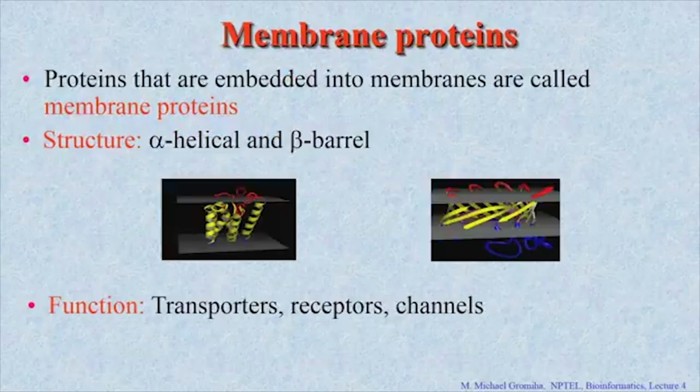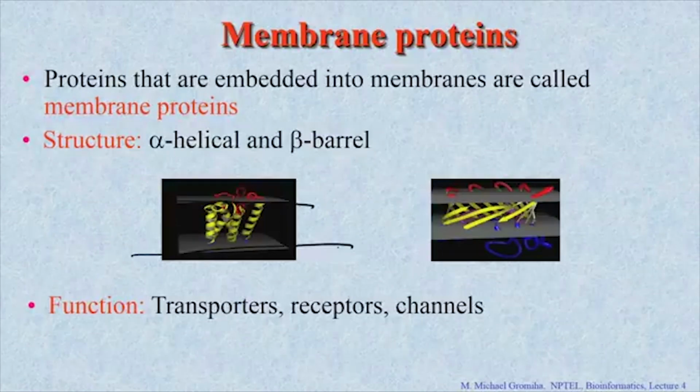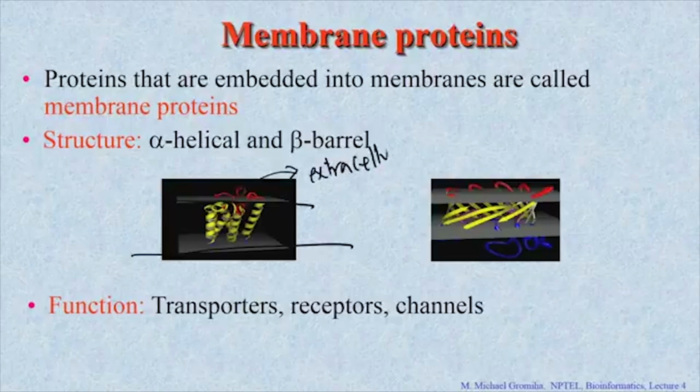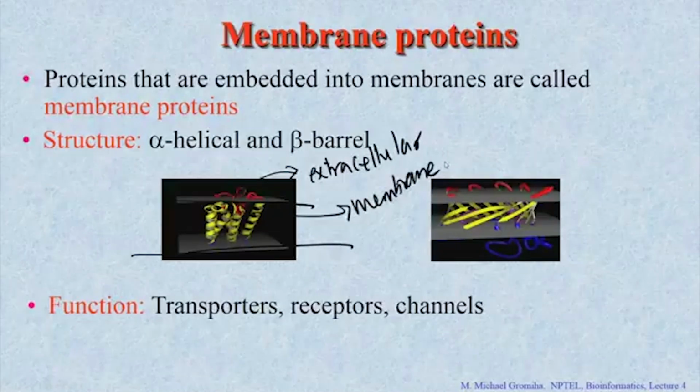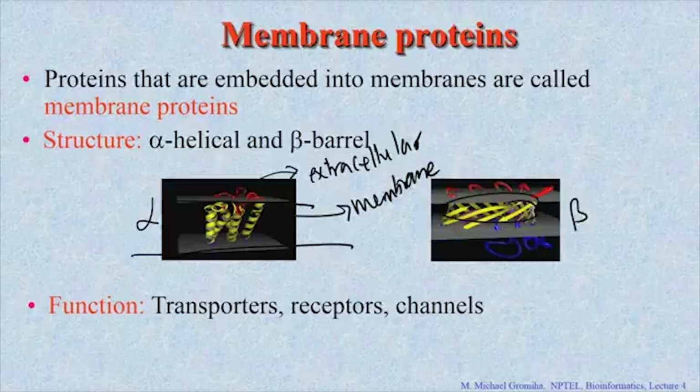Fine. First we discussed globular proteins and fibrous proteins, and the next step is the membrane proteins. As we discussed earlier, membrane proteins are embedded into membranes. If you see, I give two types of proteins. Here this is the membrane, and these are the proteins which are embedded into the membrane. This is the outside, the extracellular space, and here this is the membrane. And as we discussed earlier, there are two types of proteins, here this is alpha and this is beta. You can see this is a beta barrel conformation.